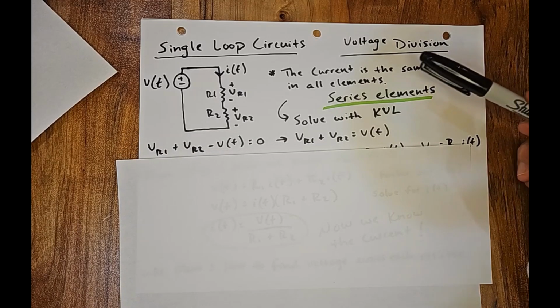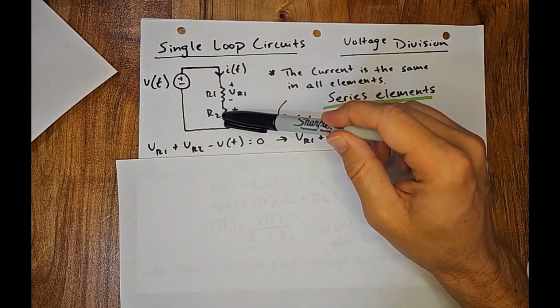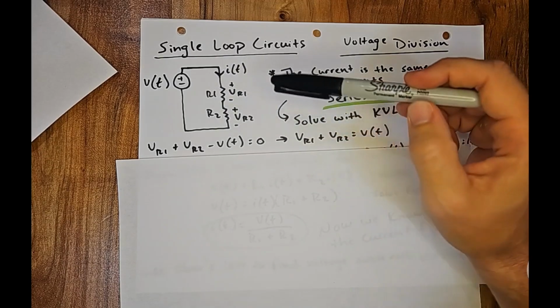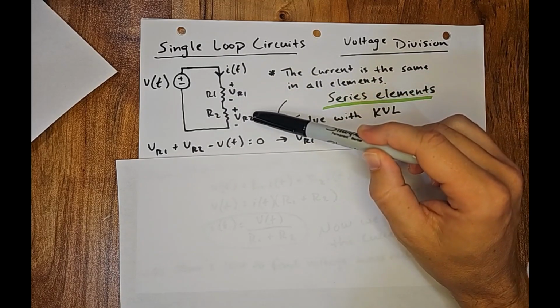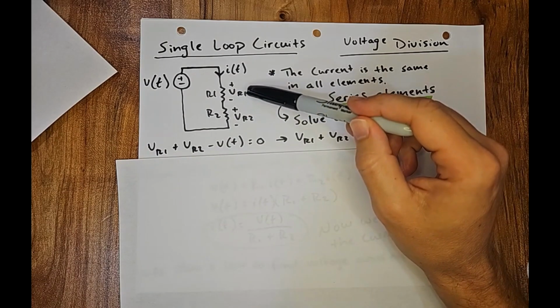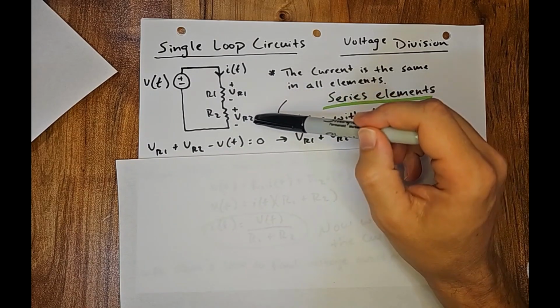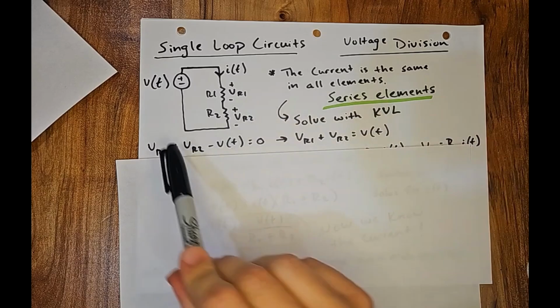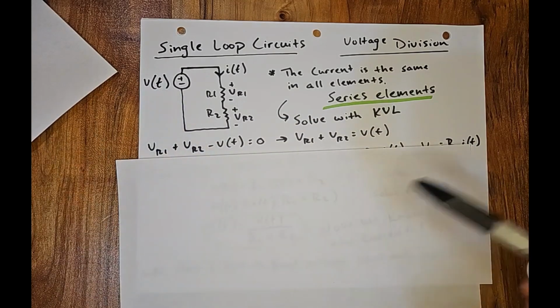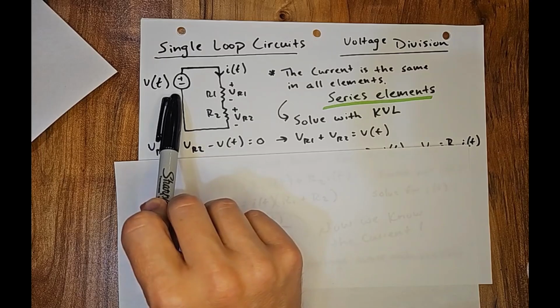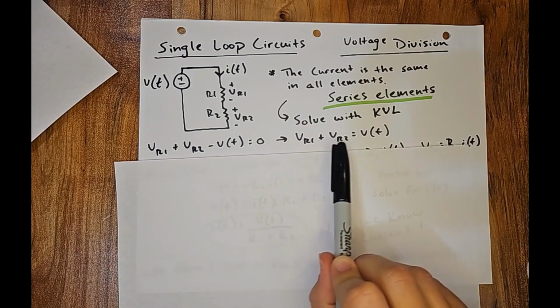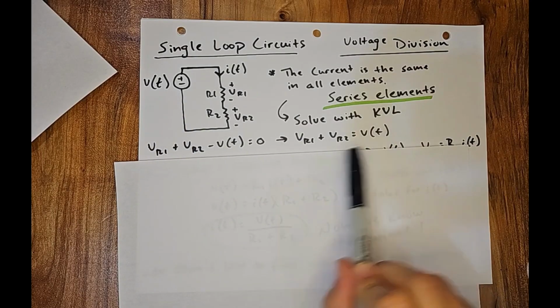So with that said, we know that these resistors, R1 and R2, are going to have a voltage drop. And those voltage drops are going to be equal to VR1 and VR2. And whatever the value of VR1 is and whatever the value of VR2 is, they have to sum to the value of V of t. So VR1 plus VR2 minus V of t equals 0. VR1 plus VR2 equals V of t.